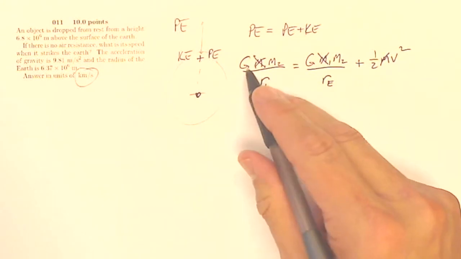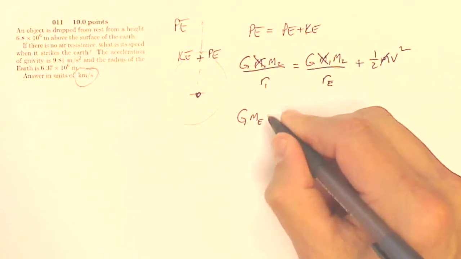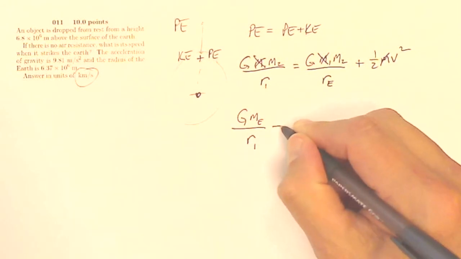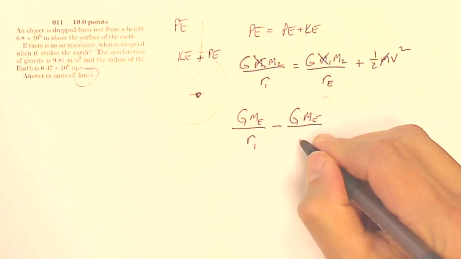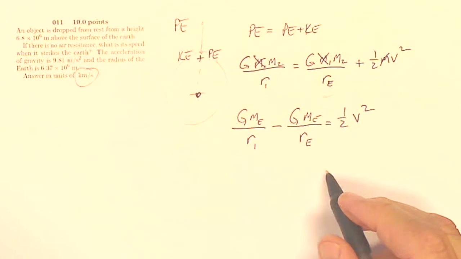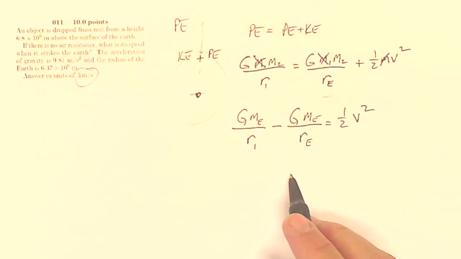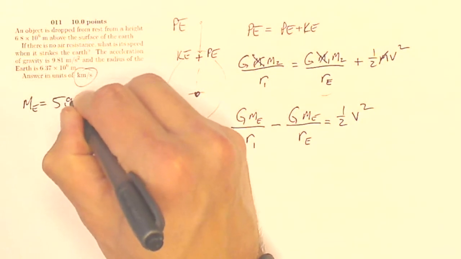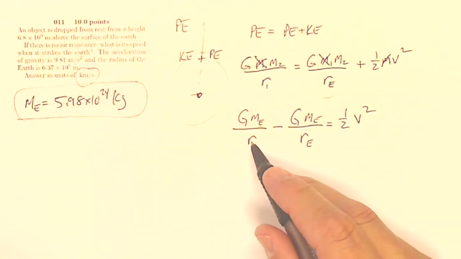So when I'm solving for V, I'm going to get G times the mass of the Earth divided by the radius, how high the object was, minus G times the mass of the Earth divided by how high the object now is, which is the radius of the Earth, equals 1/2 v squared. Now you know G, and the mass of the Earth you know from a previous problem: the mass of the Earth equals 5.98 times 10 to the 24th kilograms. So that you'll need in this problem.